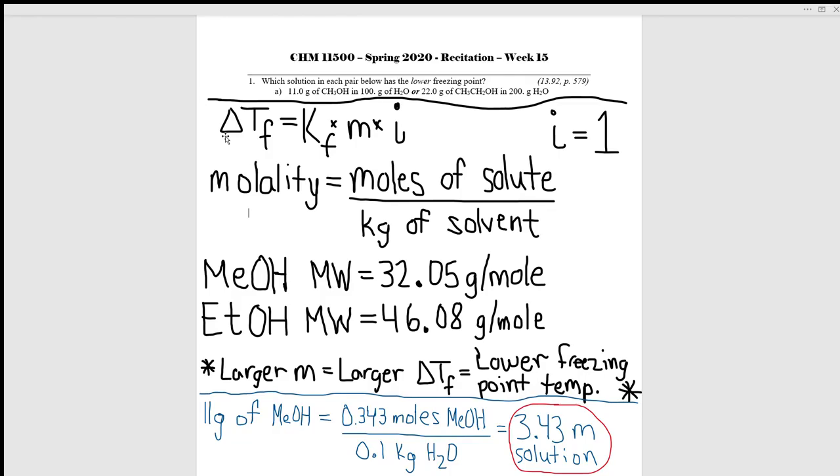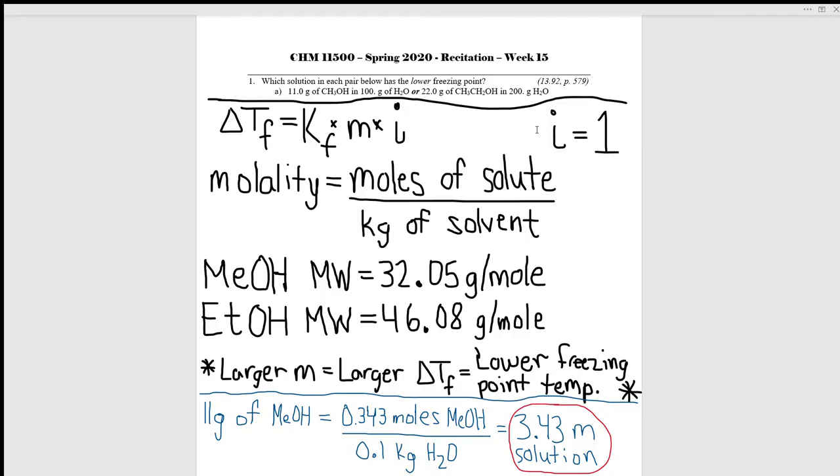The second important equation that we'll need is how to calculate the molality of the solution. Molality is determined by dividing the moles of the solute by the kilograms of solvent that we have. Another important piece of information is that the van 't Hoff factor i is equal to 1 in both cases.